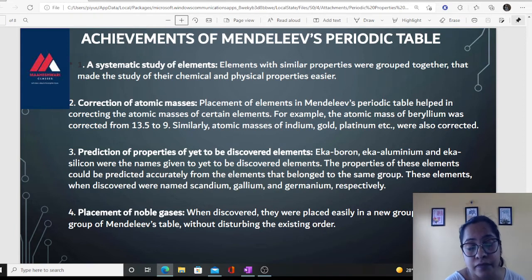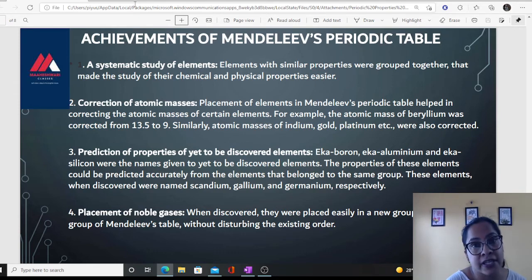Now, of course, this table provided a prediction of properties of yet to be discovered elements. So a boron, a aluminium, a silicon were the names given to the yet to be discovered elements in a particular group. And the properties of these elements could be predicted accurately from the elements that belong to the same group. Accurately predicted means that even though the element had not been discovered, we could predict the properties. For instance, the number of electrons in the valence shell is same throughout the group. Alright, so that's how it could be predicted. And these elements, when discovered, were named scandium, gallium and germanium respectively later on.